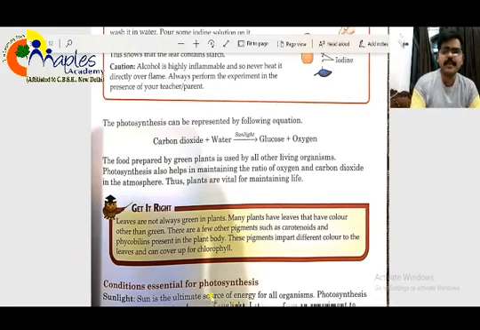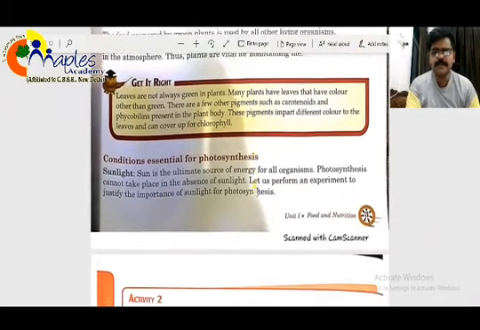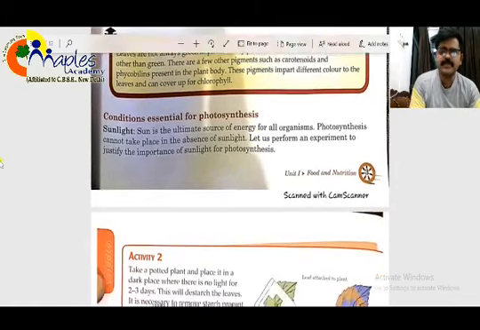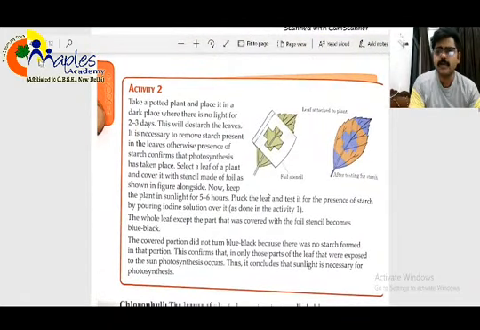Right, now what are the conditions? We know that the conditions are basically the raw materials. So we will study them one by one. First is your sunlight, and sunlight is basically the ultimate source of all the energy that is present on the earth. Now, to show that sunlight is important for the plant to carry out photosynthesis, we have a simple activity.